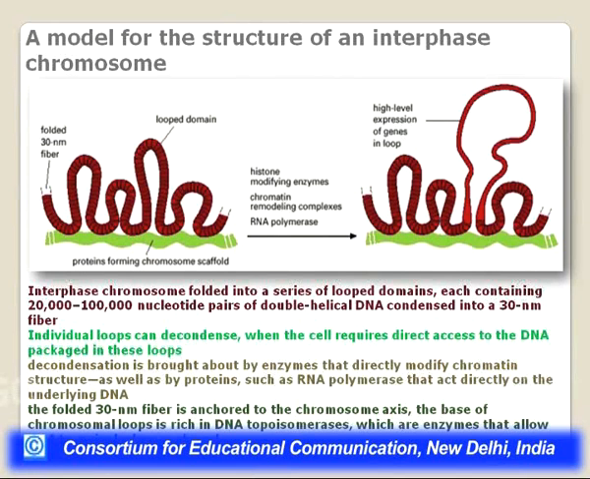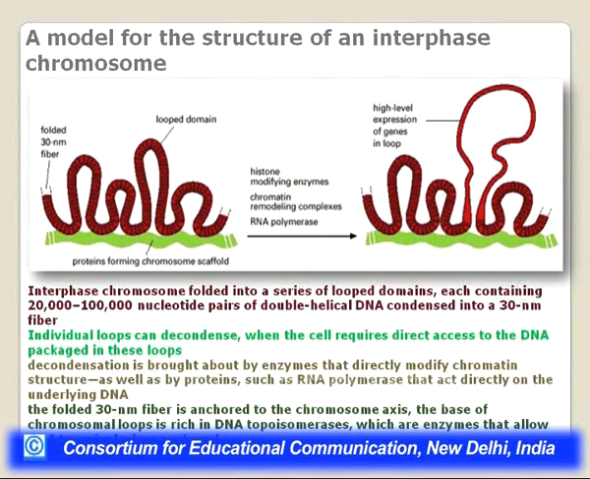So, interphase chromosomes are folded into a series of looped domains, each containing 20,000 to 100,000 nucleotide pairs of double helical DNA condensed into a 30 nanometer fiber. The individual loops can decondense when the cell requires direct access to the DNA packaged in these loops. The decondensation, as I already told, is brought about by the enzymes that directly modify the chromatin structure, as well as by proteins such as chromatin remodeling complexes or RNA polymerases that act directly on the underlying DNA.